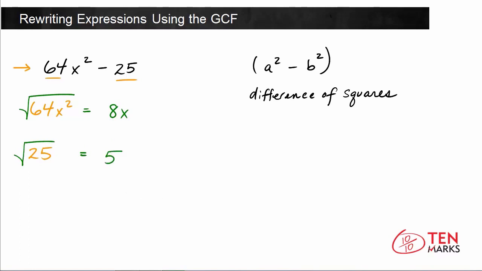In factored form, right, when we're talking about the difference of squares and we want to talk about the factored form of that, you have a squared minus b squared. In factored form, it looks like a plus b times a minus b.